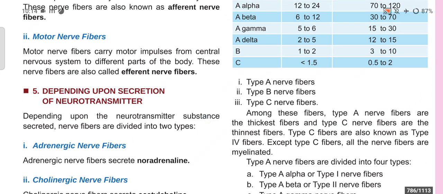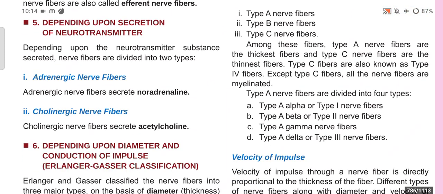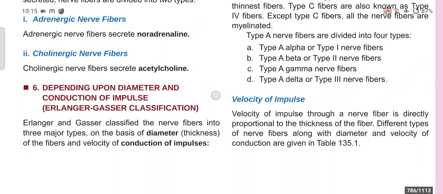So these are the classification, and among these fibers, the type A is the thickest nerve fibers, and type C is the thinnest nerve fibers, and type C fibers are also known as type 4 fibers, and except the type C fibers, all the nerve fibers are myelinated. And type A has 4 classifications also: type A alpha, type A beta, type A gamma, type A delta, or type 1, type 2, type A gamma, and type 3.